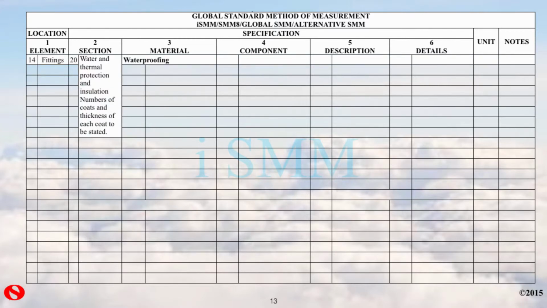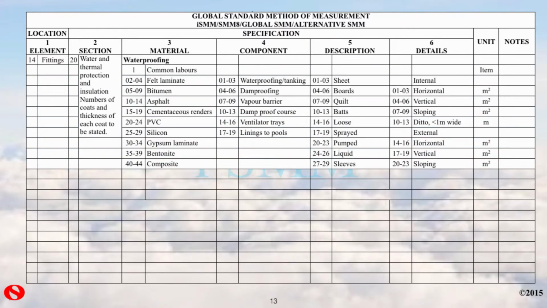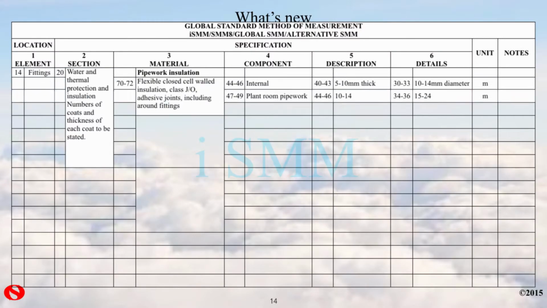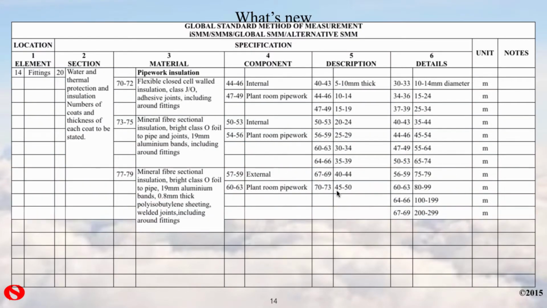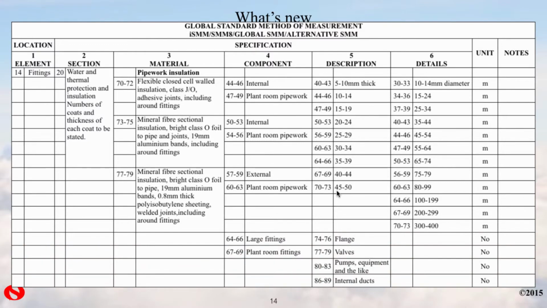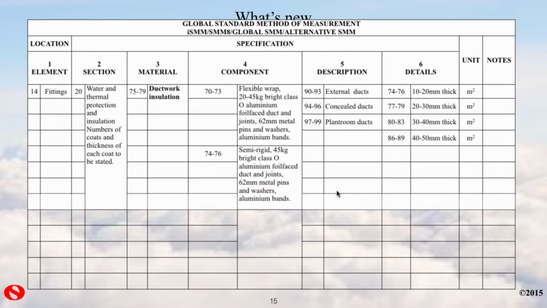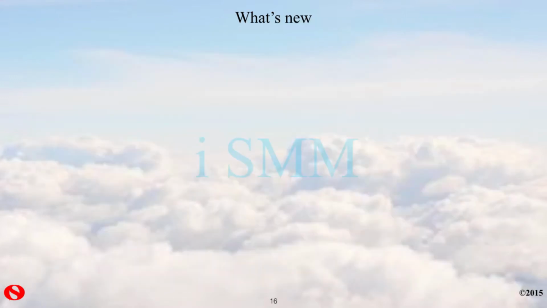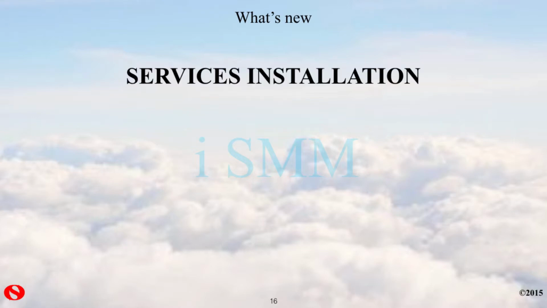The next item is insulation as a new innovation. I've created a whole new section for insulation. You can see the waterproofing coming through here, and then we've got the thermal insulation and the pipework insulation and ductwork insulation on the following page coming through, and finally acoustic and vibration isolation. This is a new section because it's to all intents and purposes a new trade and can be measured as such. Services are a complete new remeasure.